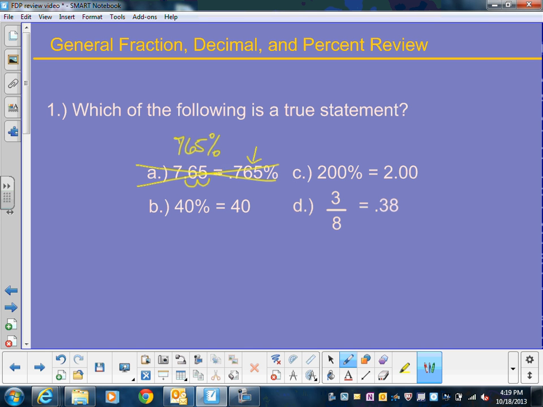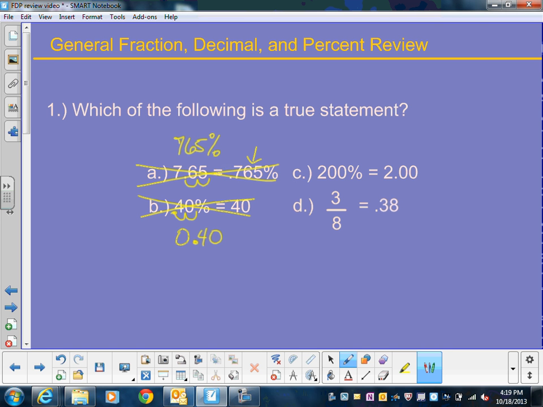If we look at answer choice B, we're given 40% is equal to 40. Let's once again convert from a percent to a decimal, meaning we are moving our decimal place 2 spots to the left. That gives us 0.40, which is not what they gave us. The statement is therefore false, which makes it an incorrect answer.